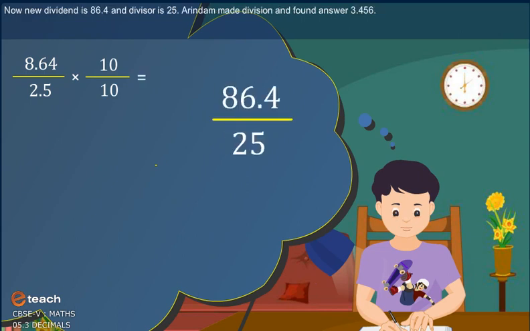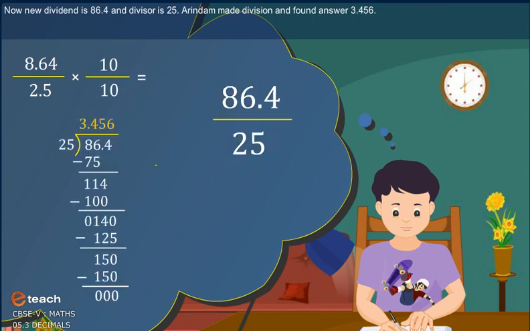Now the new dividend is 86.4 and the divisor is 25. Arindam made the division and found the answer 3.456.